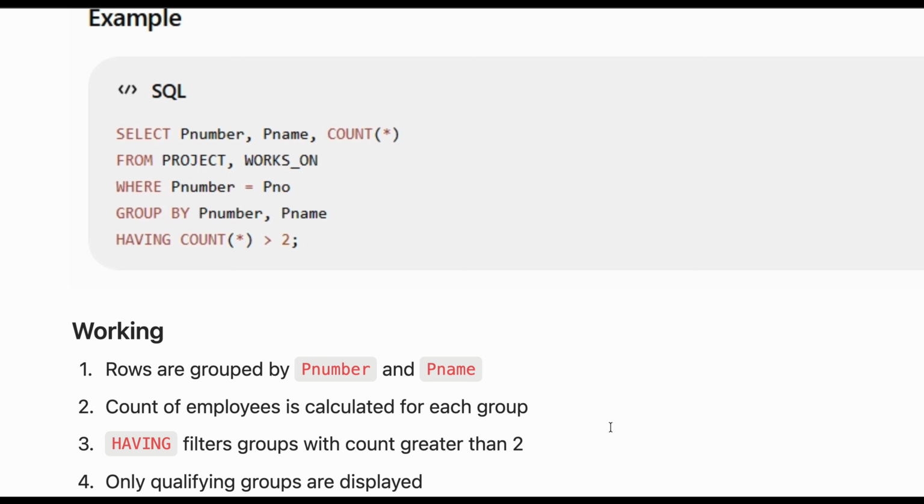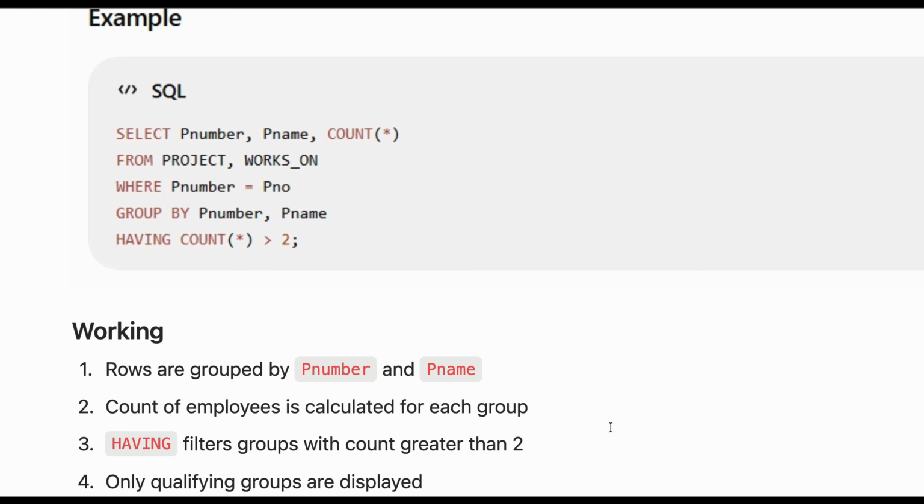First, rows are grouped using group by. Second, aggregate functions are applied. And third, the having condition is checked. Only those groups that satisfy the condition are displayed. For example, we can display only those departments where the number of employees is greater than 2.